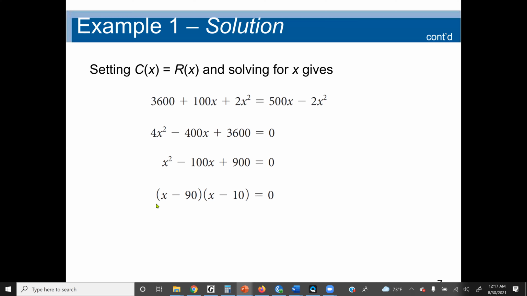Okay, so that's quicker. So we factorize it, we get x minus 90 and x minus 10 equal to 0. So here we get x minus 90 equal to 0, so x will give us 90. x minus 10 equal to 0, so x will give us 10.